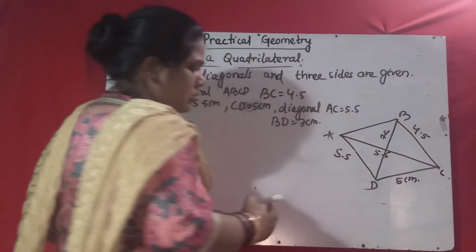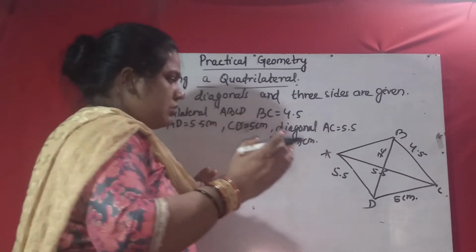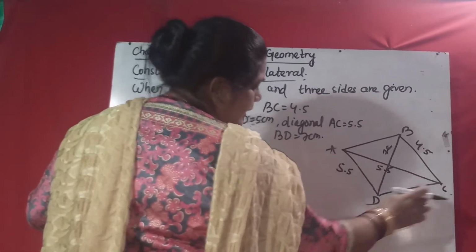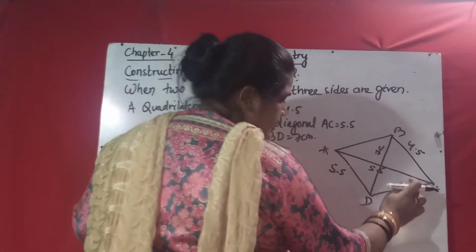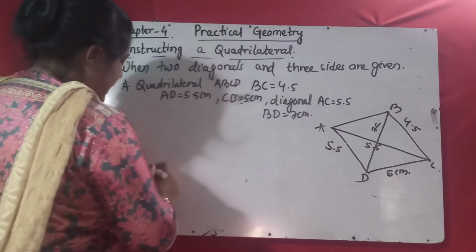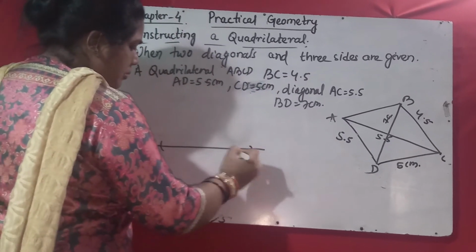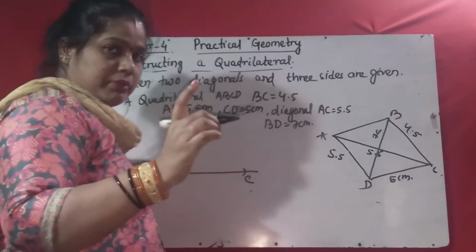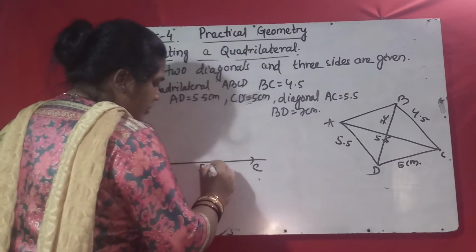So how will you draw? First, which one do we take? These three pieces of information are given, suppose ADC. ADC means here the base. Suppose you take AC as the base, then AD and CD, three sides given, SSS. So first you take AC. Like this, we draw a line. Take 5.5 cm. Name it AC. First you give the name, otherwise it may be confusing.